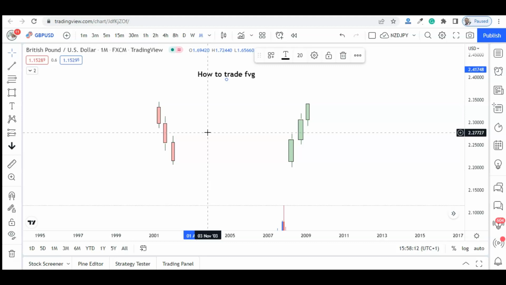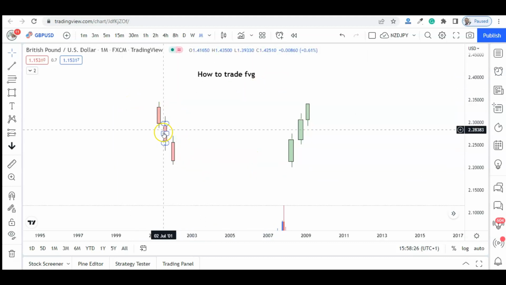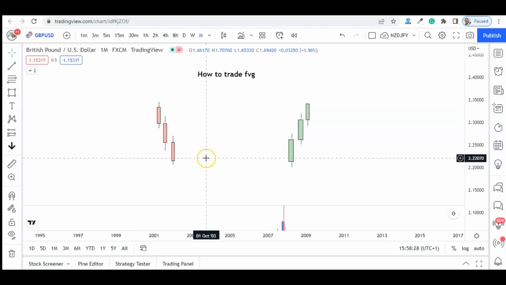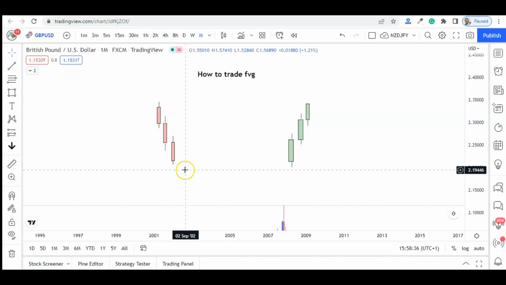And that's why I want to share this video with you, because I'll be showing you how I trade the FVG. I don't trade it the way others do. Now, first of all, what is an FVG? They are simply gaps that have been created by 3 candles. You must have a 3 candle formation: the first, the second, the third. This is for a bearish FVG.